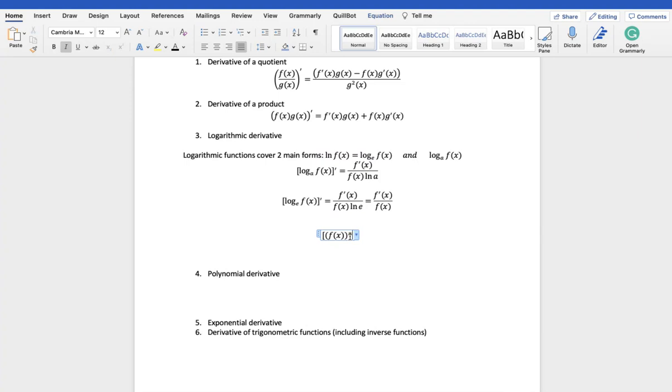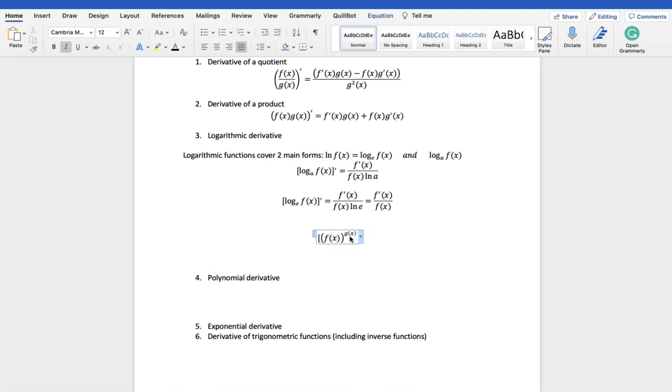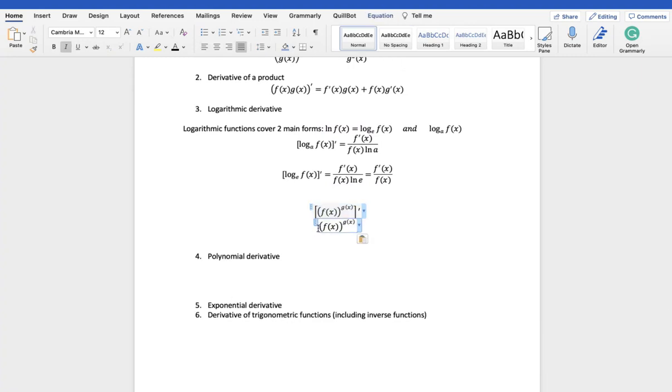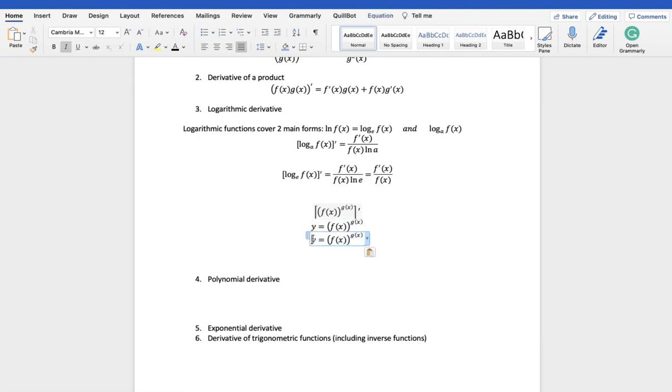So these logarithmic derivatives are specifically helpful when you're trying to find the derivative of some function f of x to the exponent of g of x. So when you have a case like this, typically what you do is, you're trying to find this derivative. What you do is you let some y be equal to this f of x to the exponent of g of x. And then you introduce the natural logarithm.